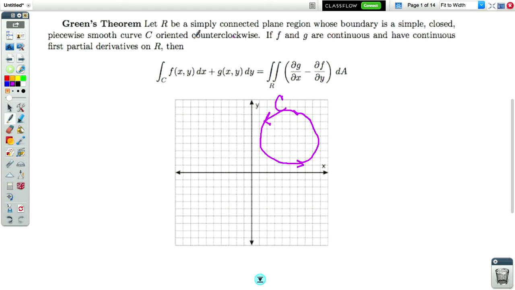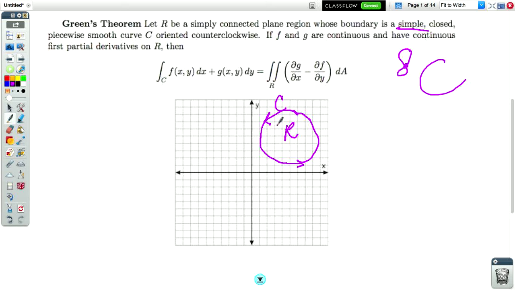Now there are some restrictions on this. Simple just means it doesn't loop back on itself. Like, this would be a problem. That's not a simple closed or a simple curve. This is a simple curve. Closed means that it closes, so like that is not closed. It has to loop all the way back on itself. And then piecewise smooth just means no corners. Oriented counterclockwise. So basically we have a friendly curve, and this friendly curve encloses this region in the plane.